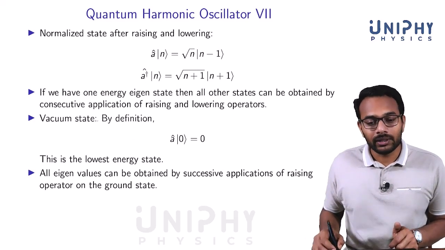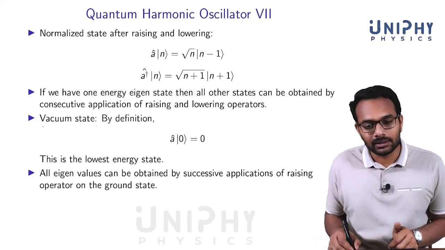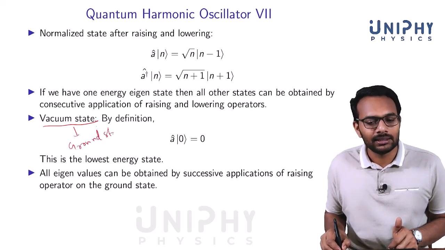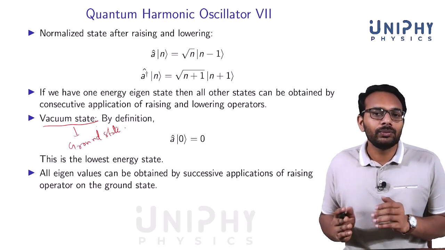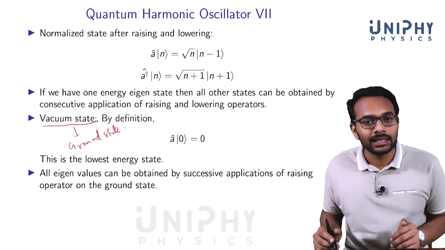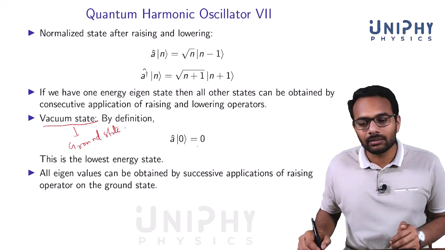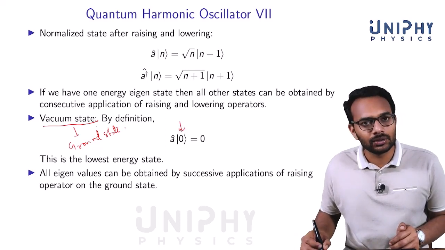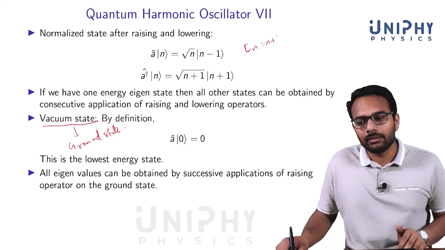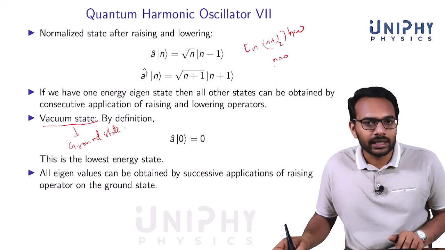Now we call one state the vacuum state. This just means the ground state, the lowest energy state. We start with the assumption that there indeed is a lowest energy state, a ground state. We'll denote it by the n equal to 0 state. Obviously we have seen that E_n equals n plus half, h cross omega. n equal to 0 corresponds to the ground state.